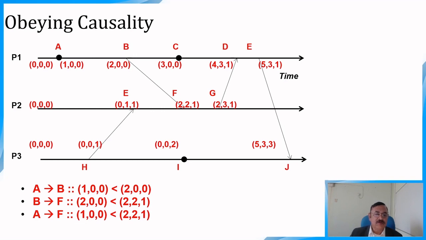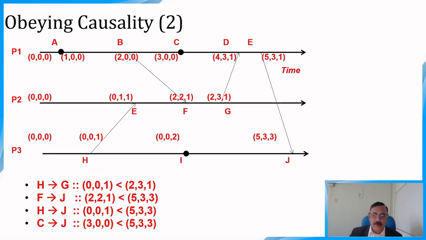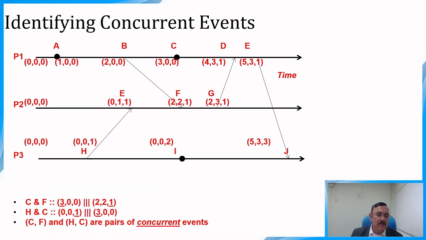Vector clocks obey causality. For example, if A has happened before B, the vector clock of A, 1 0 0, is less than 2 0 0. Similarly, B happened before F, which means the vector clock value of B, 2 0 0, is less than 2 2 1. All the others shown here follow the same. Now, coming to concurrent events, you can see that C and F are concurrent events. Why? Because for the vector clock values of C and F, neither C is less than or equal to F, nor F is less than or equal to C, hence they are concurrent events.